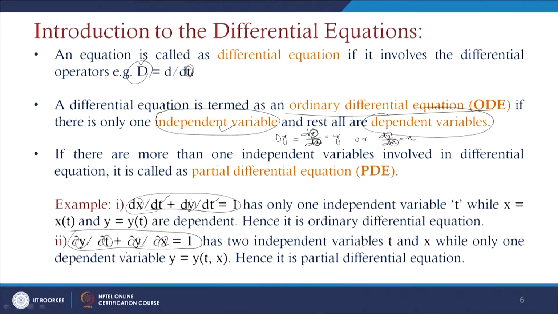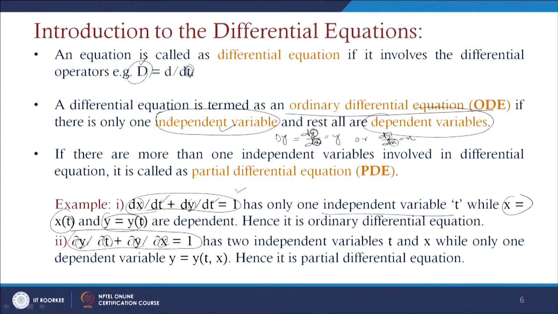And for this ordinary differential equation, dx by dt plus dy by dt equals 1, there is only one independent variable t, while x is represented as x of t and y is represented as y of t. Since t is independent, x must be dependent on t to get a change with respect to t. Similarly, t is the independent variable and y will change with respect to t. That is why y is called the dependent variable and t is the independent variable.